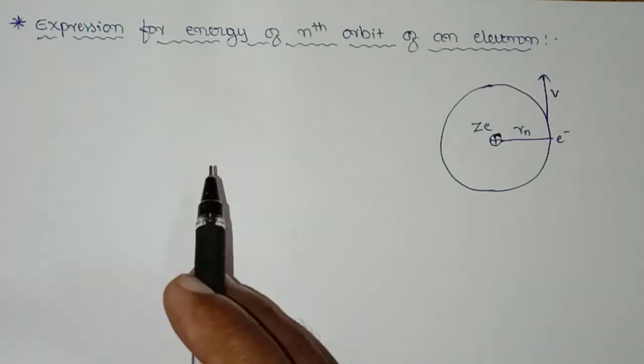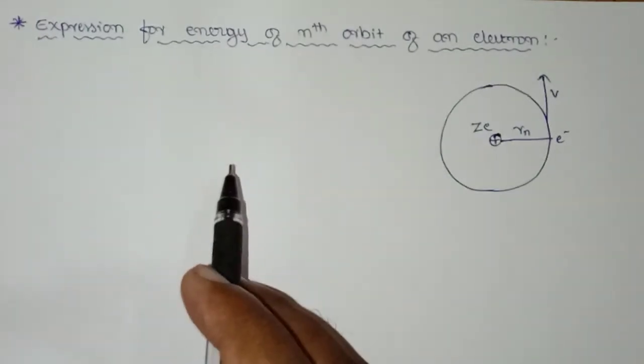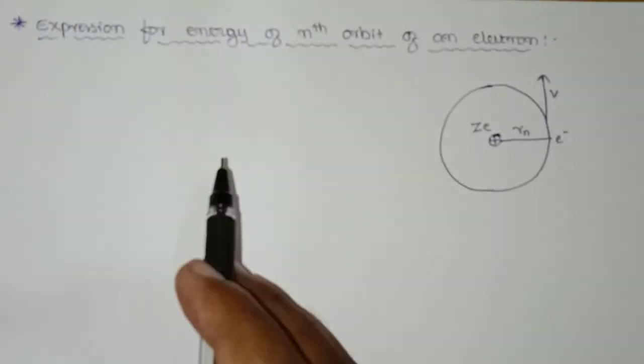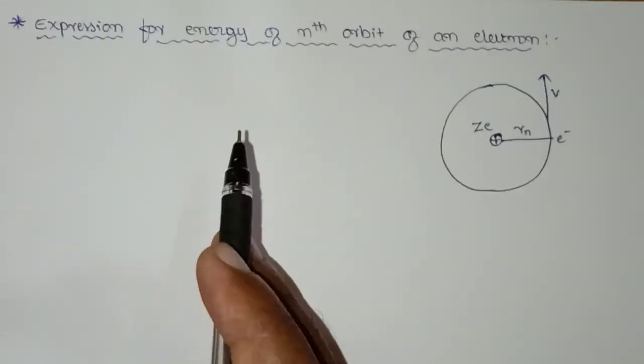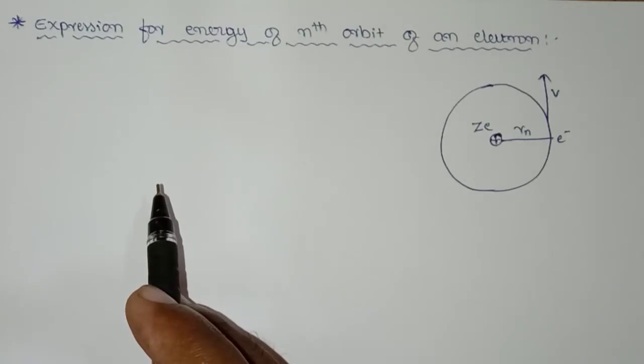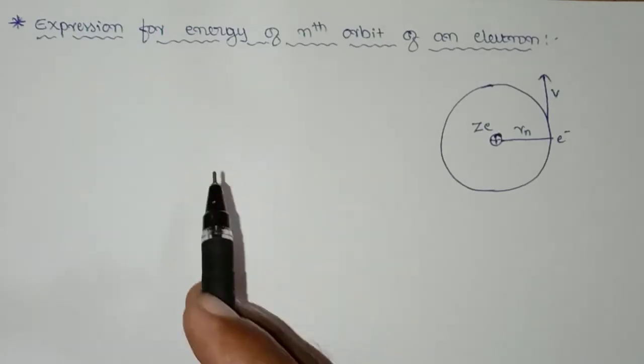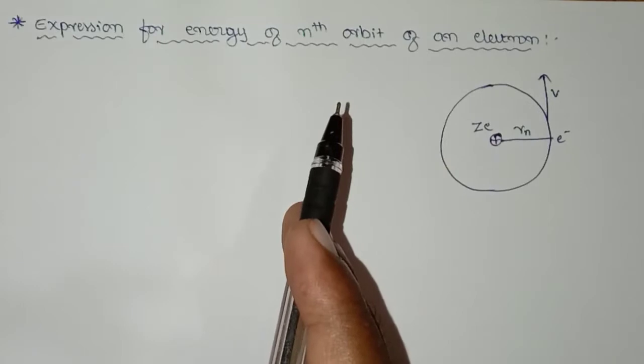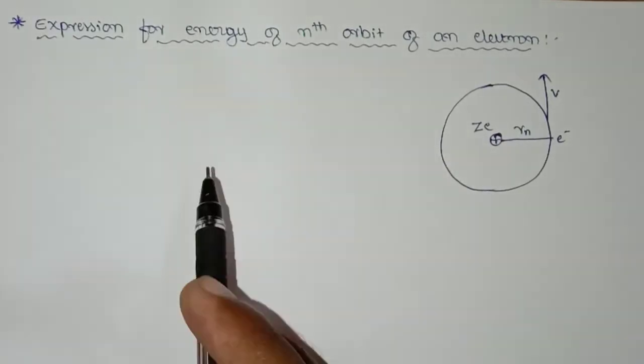This is the continuation of classes on quantum mechanics. In our last video, we derived the mathematical expression for calculating the radius of an electron which is present in the nth orbit, right? If you have not seen that video, the link has been given in the description. You can look over to that video.